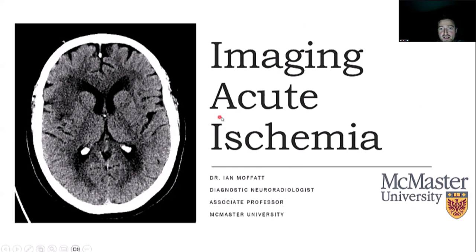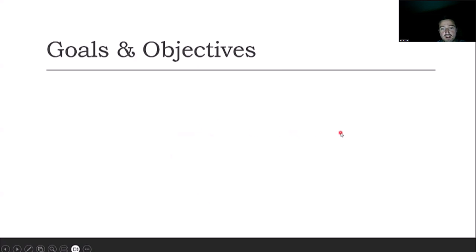But I've been asked to give a talk regarding imaging in acute ischemia. So this will specifically be dealing with acute cases up to 24 hours.